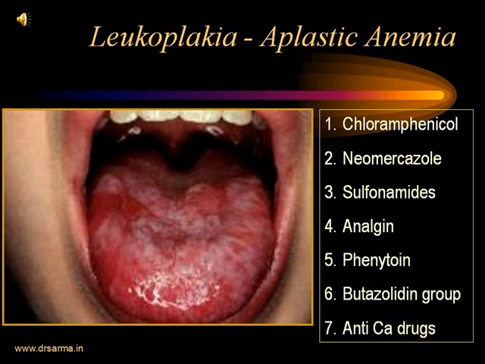Leukoplakia of mucous membranes, particularly the oropharyngeal membranes, is very common in aplastic anemia. This picture shows leukoplakia of the tongue.